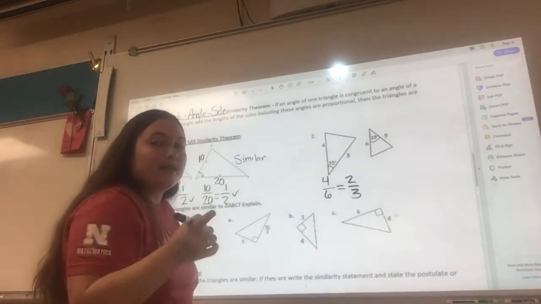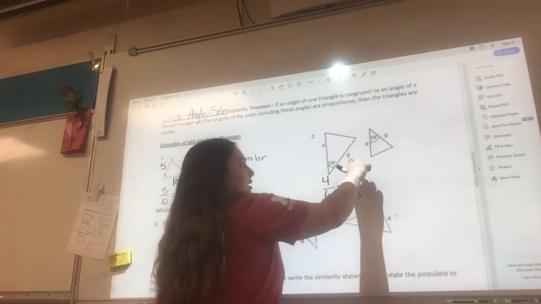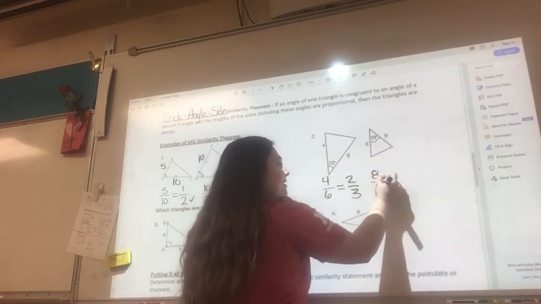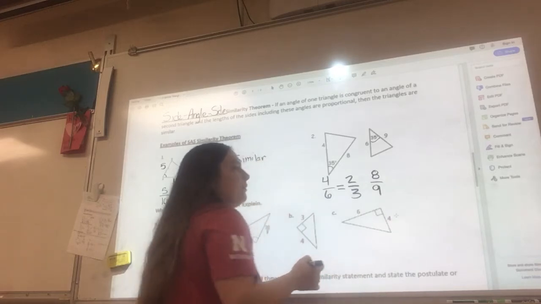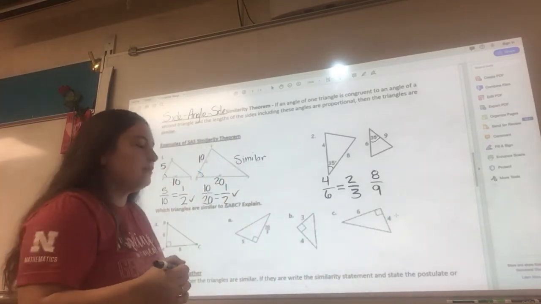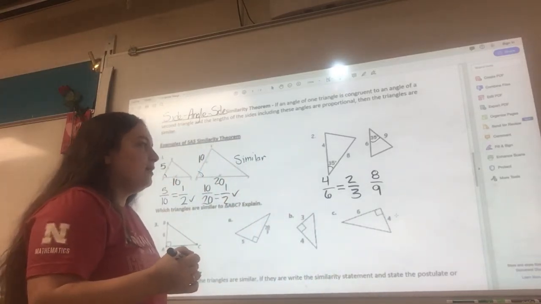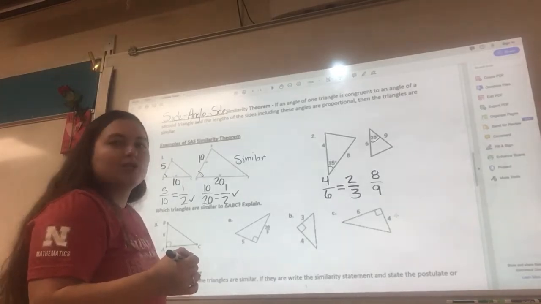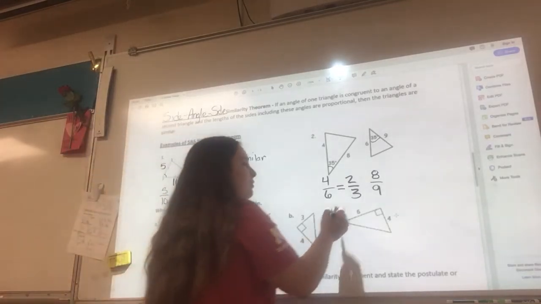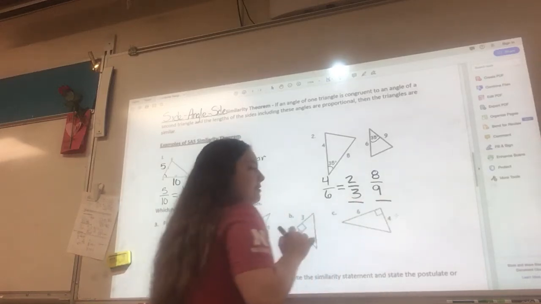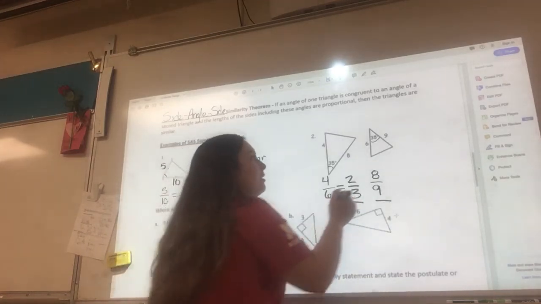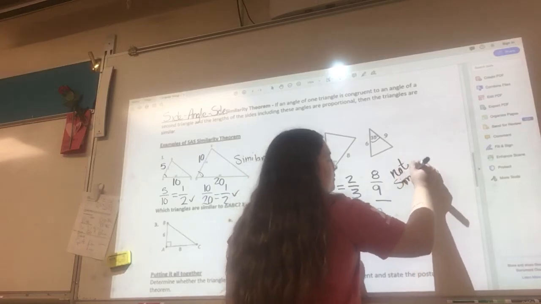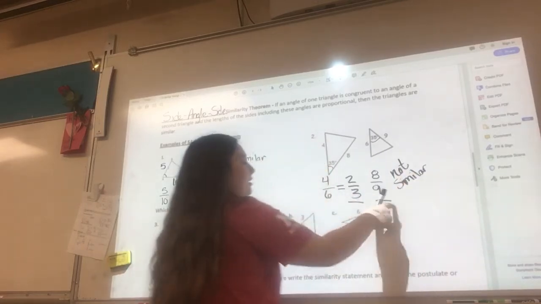We now need to check our next one. This side length's next number is 8, and our other one is 9. Is there any way we can simplify 8 and 9 to each other? Well, 8 is 2 and 4, and 9 is 3 and 3. So no. So we have two ratios of 2/3 and 8/9. They're not the same. Therefore, these are not similar.